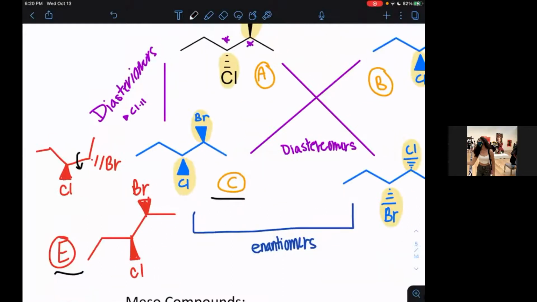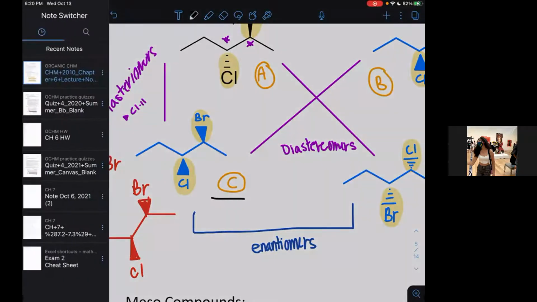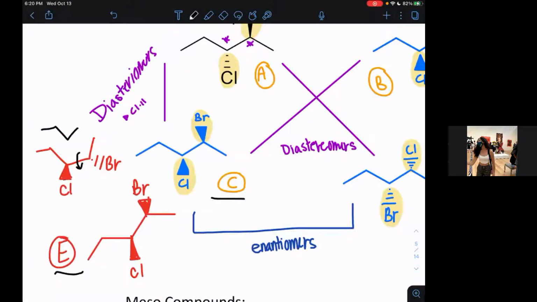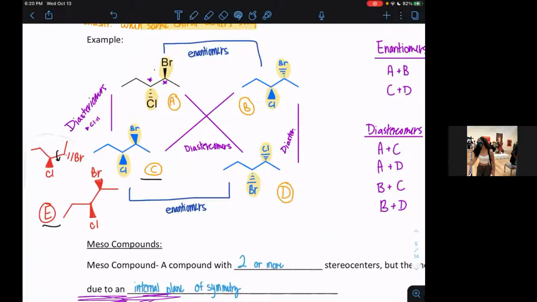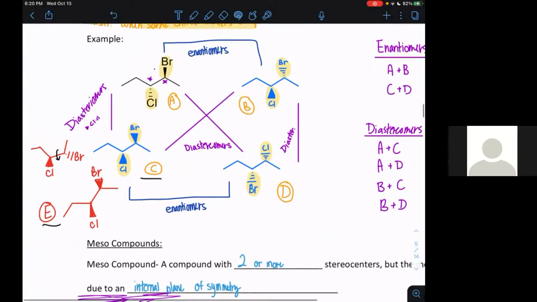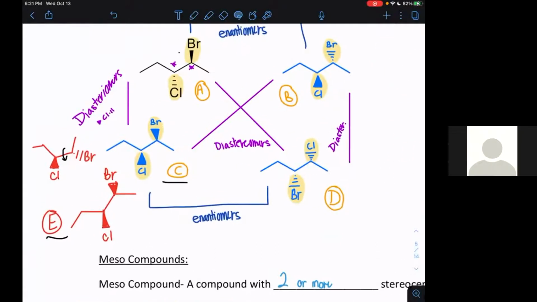Are you saying that because of how she rotated it, even though the bonds look different from the rotation, it's still equal? It's the same compound as C. So if it's the same compound as C, it would be an enantiomer of D. You know what I mean? Yeah, that's what I'm taking it as.